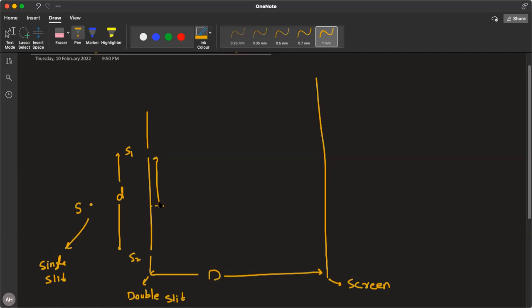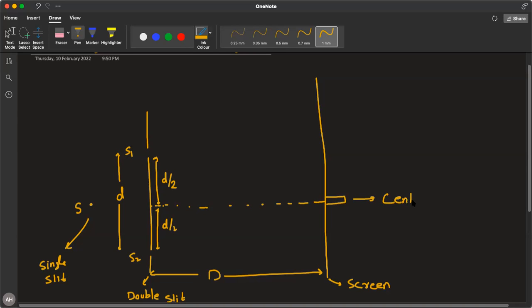This is d by 2. This is also d by 2. So this is the point where we get the central maximum. This is the point where we get the central bright fringe, or we call this central maxima. This is your central bright fringe.